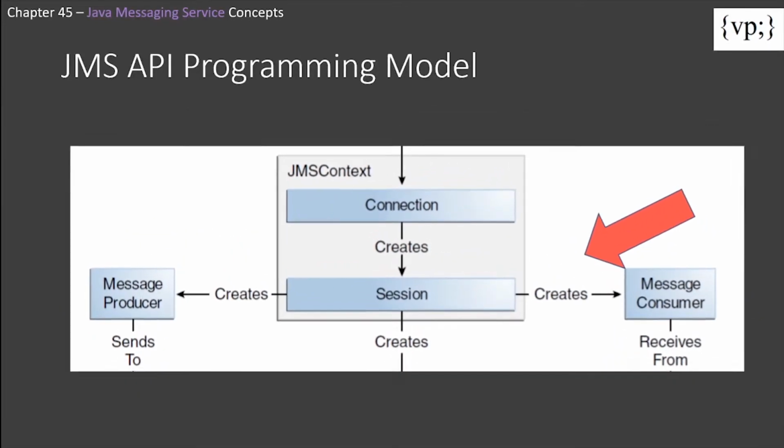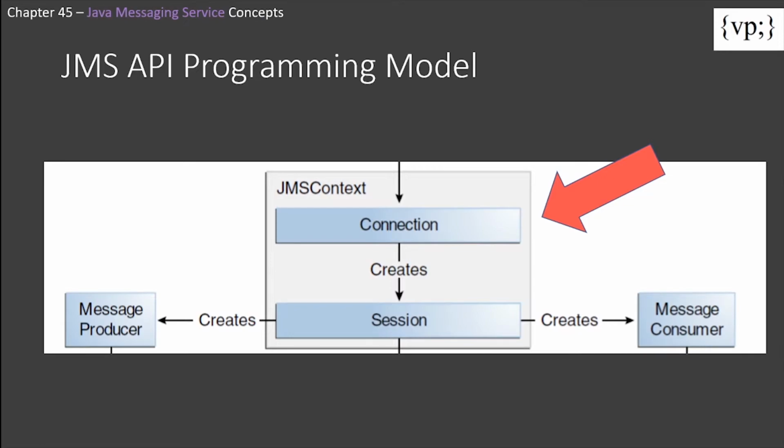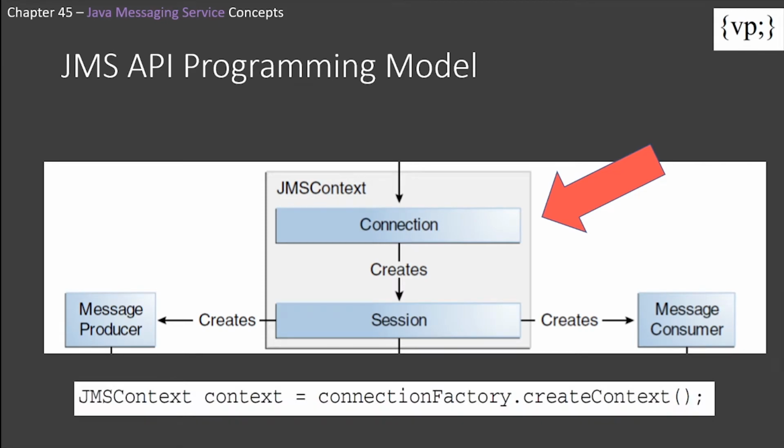Alright, so now let's take a look into our JMS context. This combines a connection and a session into a single object. This means that it has an active connection with the JMS provider and a single threaded context for sending and receiving messages. To create a JMS context, call the createContext method on the connection factory within a try-with-resources block to allow it to close after running.